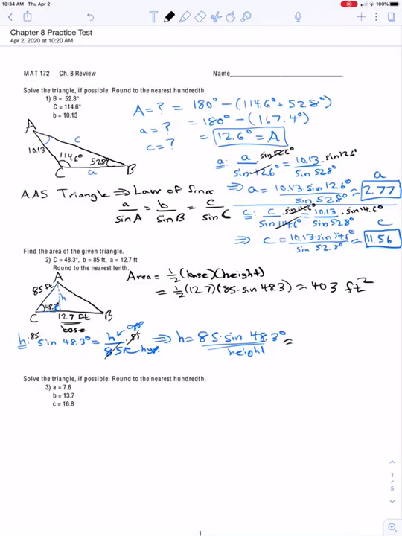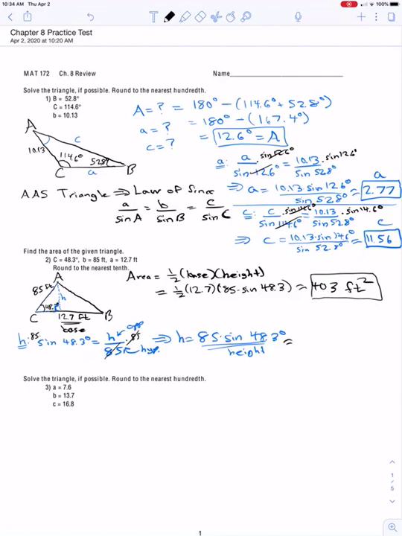All right, let's go ahead and round that. So that's 403 square feet. All right, so we found the area of that triangle in that problem. So let's go ahead and continue on.